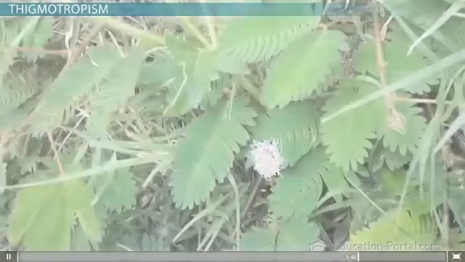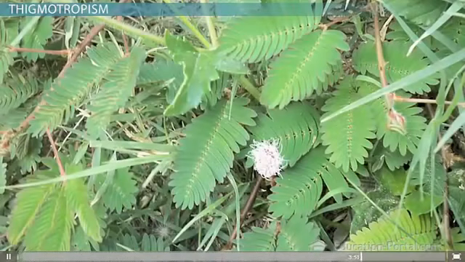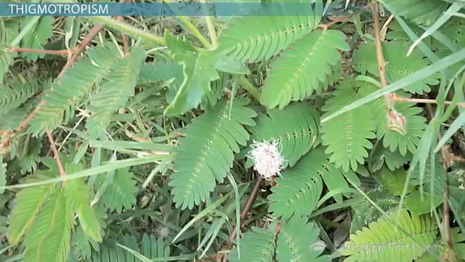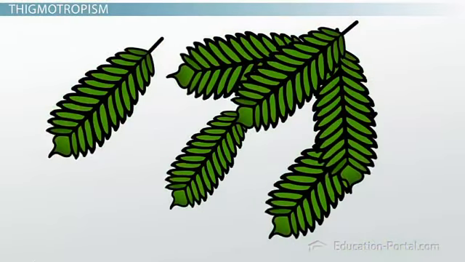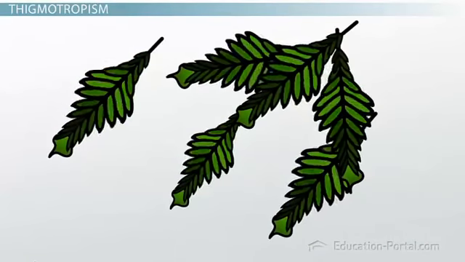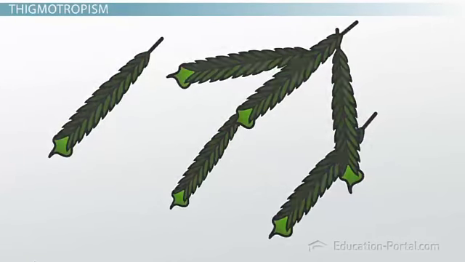An example of negative thigmotropism is seen in a plant found in Central and South America. The touch-me-not immediately folds its leaves after being touched. It is moving away from the stimulus of touch.